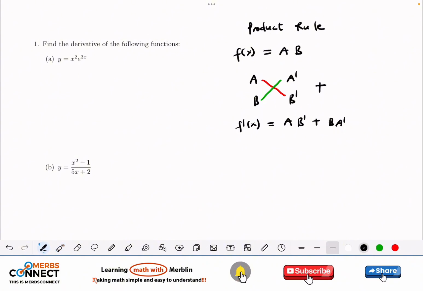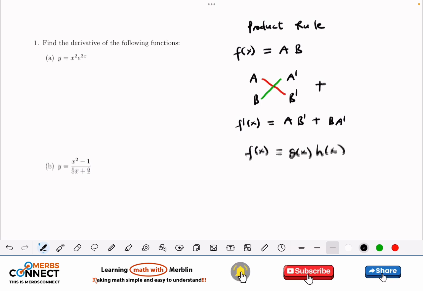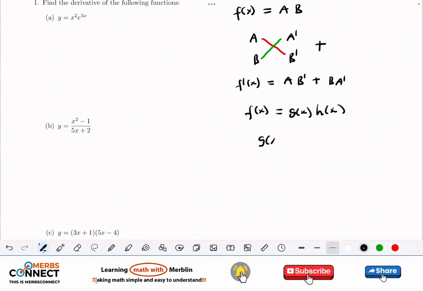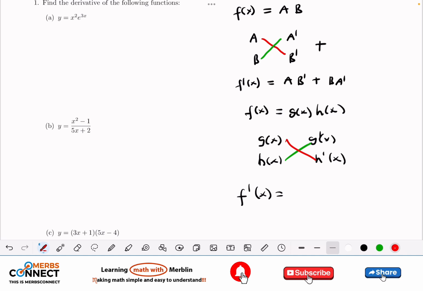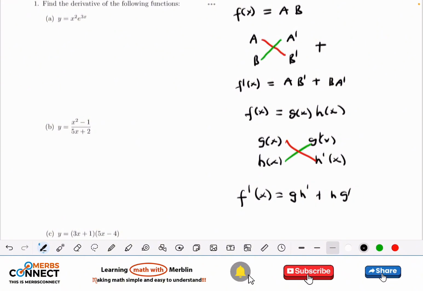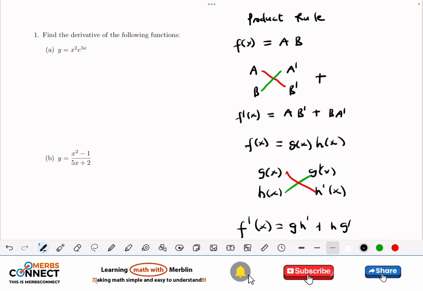Somebody too can decide that f of x is equal to g of x, h of x. It's also the same thing. I pick my g of x and differentiate it, which gives me g prime of x. Then I pick my h of x, differentiate it, which gives me h prime of x. So f prime of x will be equal to, the same thing, multiply this and also multiply this. We are going to have g h prime plus h g prime. It's the same thing, no matter the variable that you use. Okay, so that is the product rule.